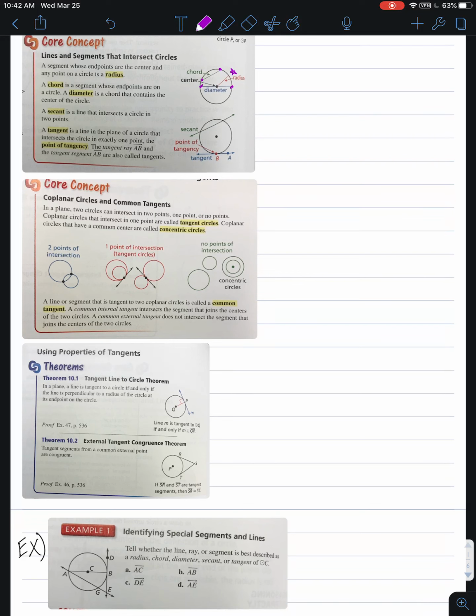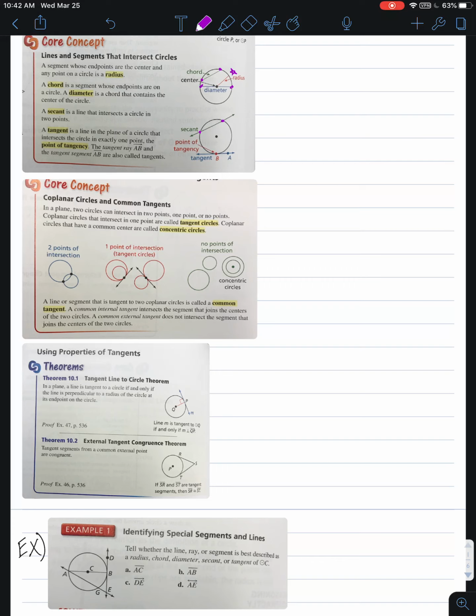Similar to that, you'll notice that there's something called a secant line. The secant line also has 2 points that are on the circle, but the secant line actually continues through the circle and doesn't end at those points. So that's the difference between a secant line and a chord: the chord stops at those 2 points. The secant goes all the way through. So that's a secant line.